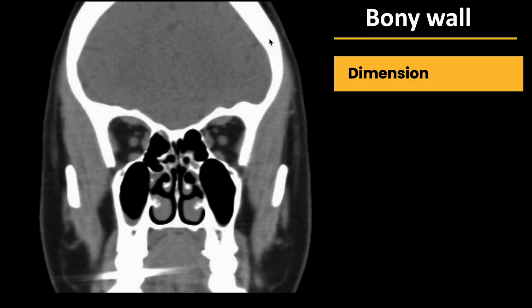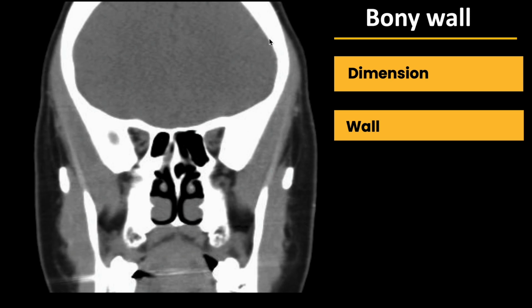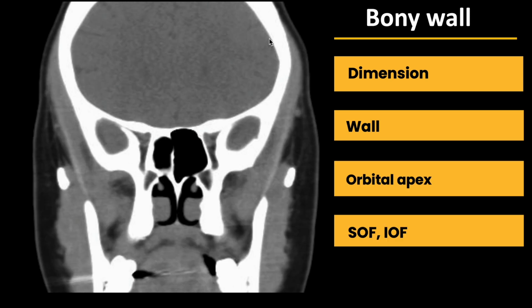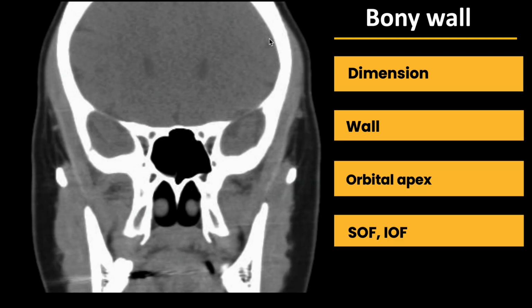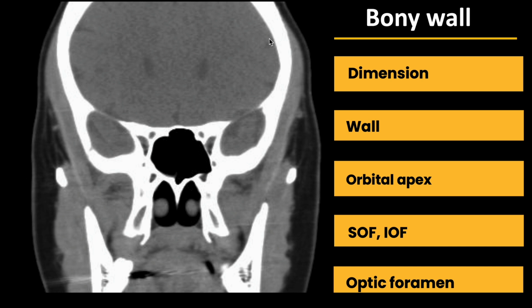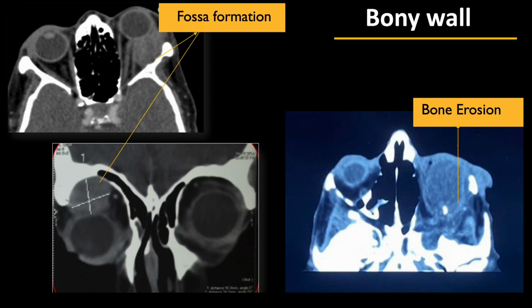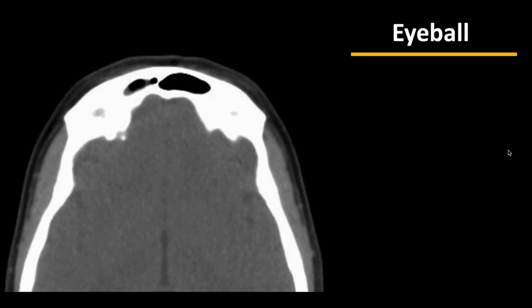Assess dimensions of the bony orbit, orbital walls, orbital apex, superior orbital fissure, inferior orbital fissure, optic foramen, etc. Long-standing benign tumors like pleomorphic adenoma of the lacrimal gland cause bony fossa formation, while destructive tumors like adenoid cystic carcinoma cause bony erosion. Next comes the eyeball.